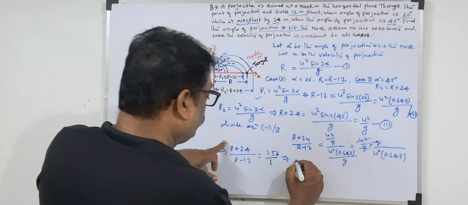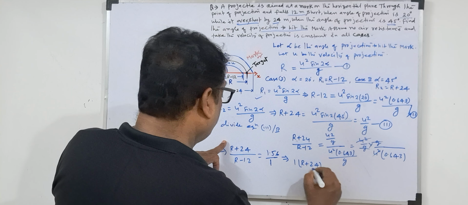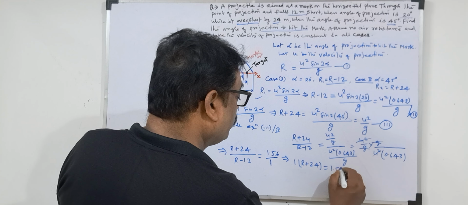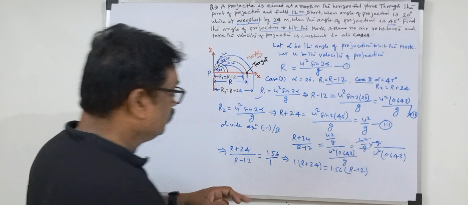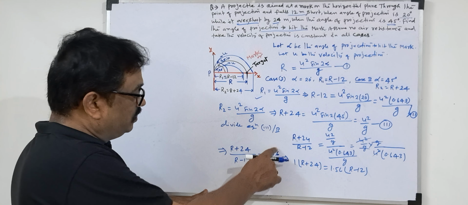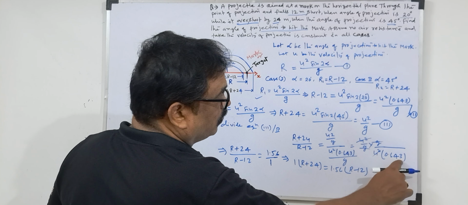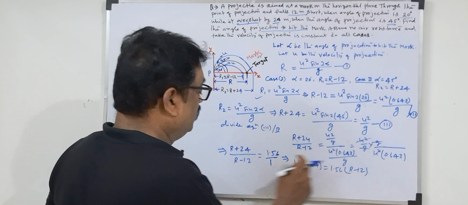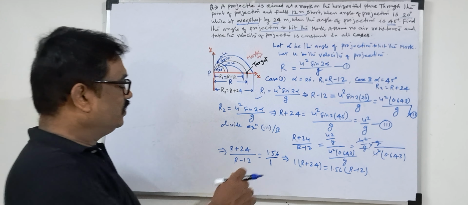1 into (R + 24) is equal to 1.56 into (R − 12). So we have to solve for the R value. This into this, this into this. How does this come 1.56? 1 by 0.643, it is coming 1.56. So already 1 will be there for understanding.